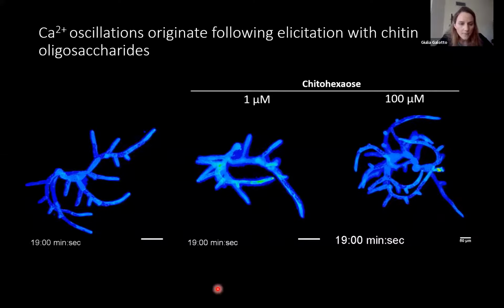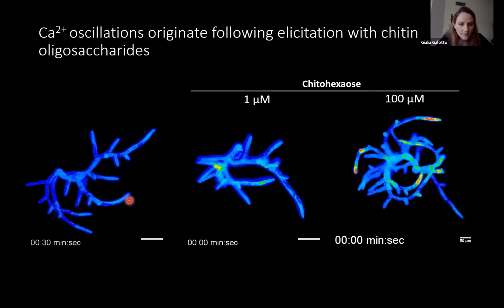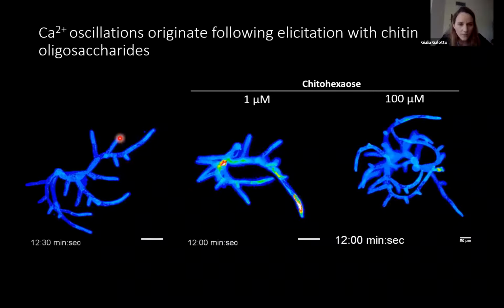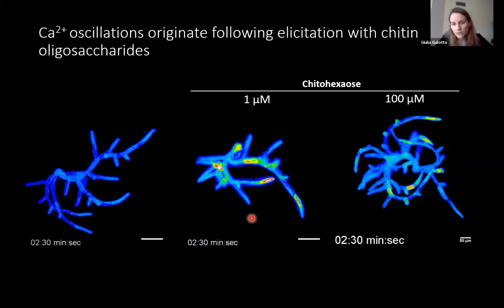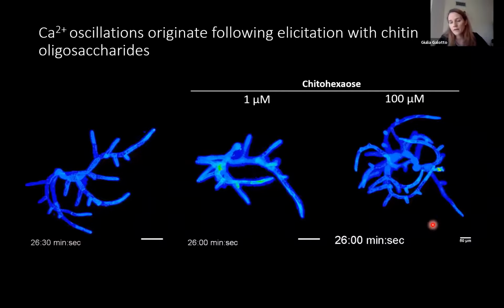So as you can see, the control plant exhibits just a few calcium spikes at the tip of the cells, but the plants treated with the chitohexose have a big calcium wave that travels across the whole plant. We can see this in the 1 micromolar case, and we can see an even more dramatic effect in the 100 micromolar case. So I'm going to show you how we quantified this data.